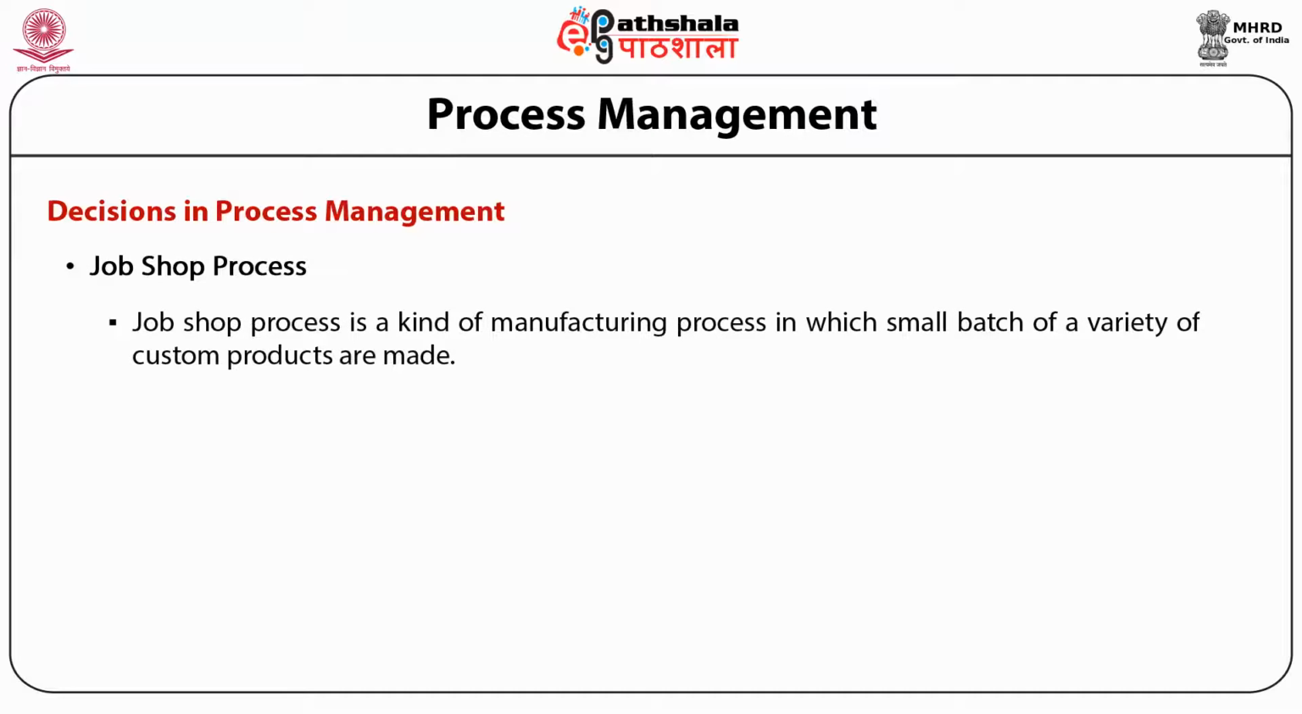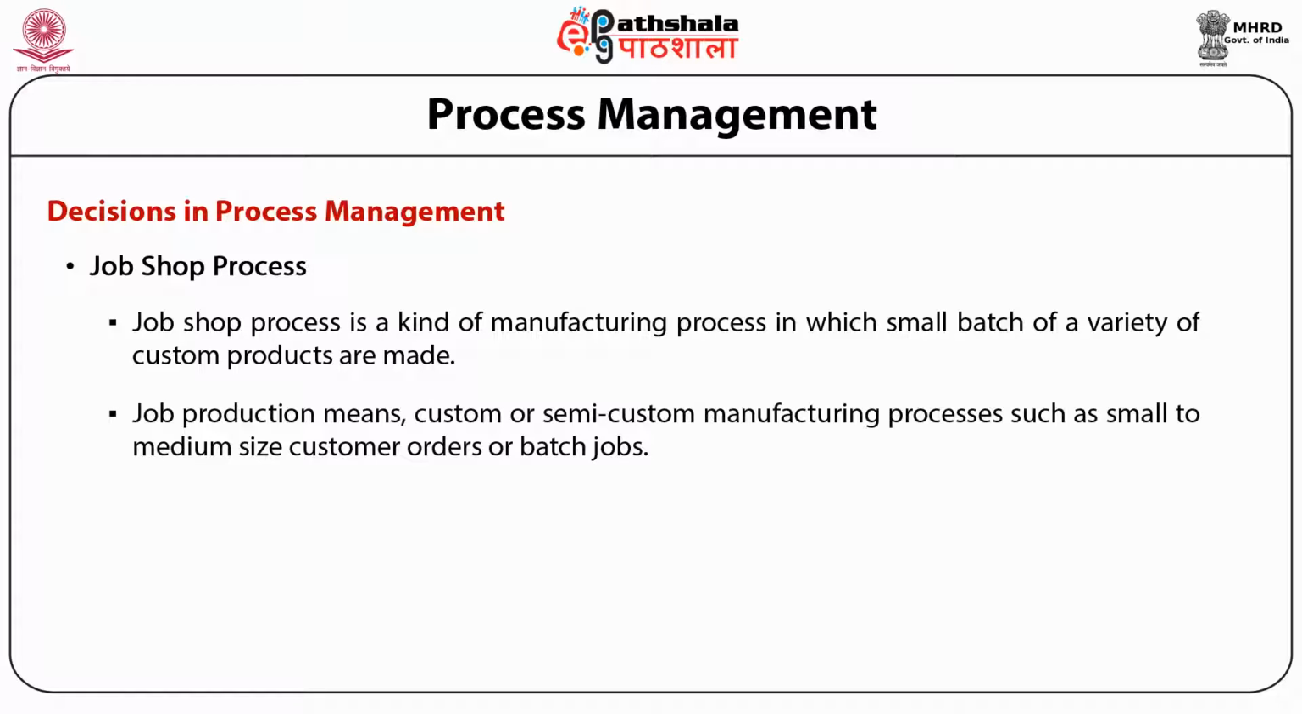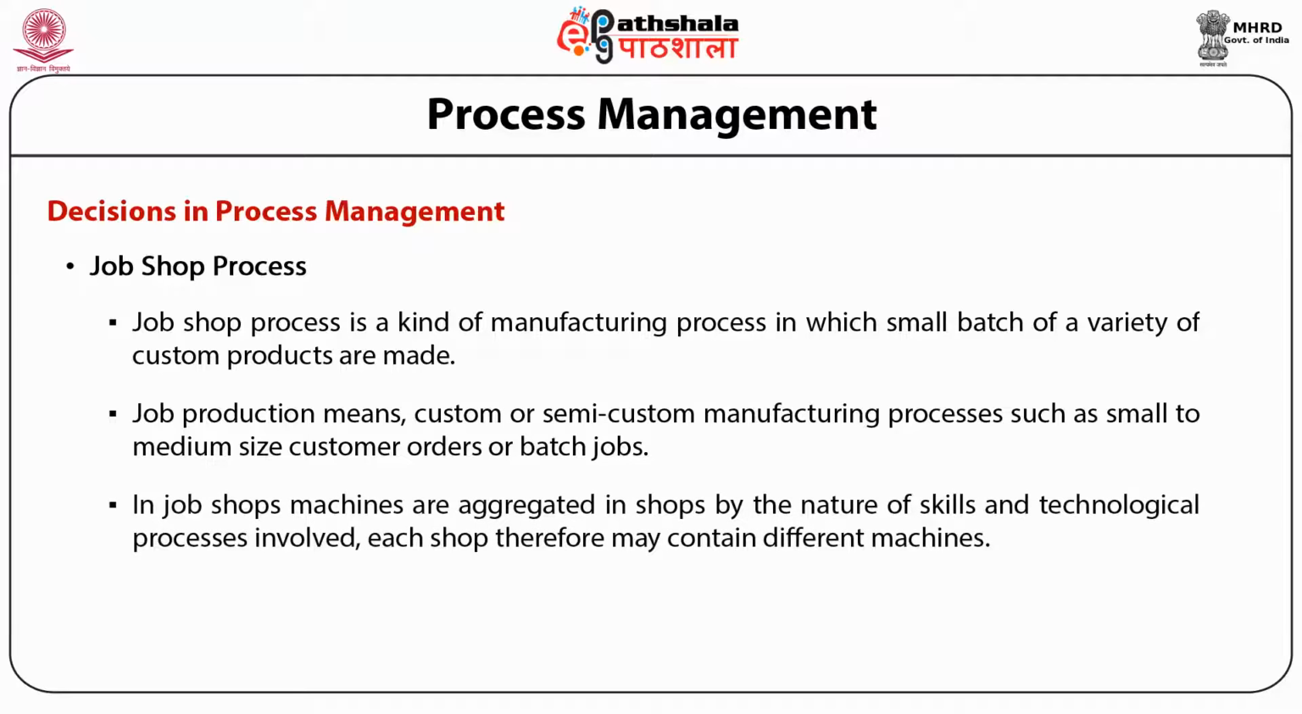Job shop process is a kind of manufacturing process in which a small batch of a variety of customer products are made. Job shops are typically small manufacturing systems that handle job production. Job production means custom or semi-custom manufacturing processes such as small to medium-sized customer orders or batch jobs. Job shops typically move on to different jobs, possibly with different customers, when each job is completed. Job shop machines are aggregated in shops by nature of skills and technological processes, and therefore may contain different machines.